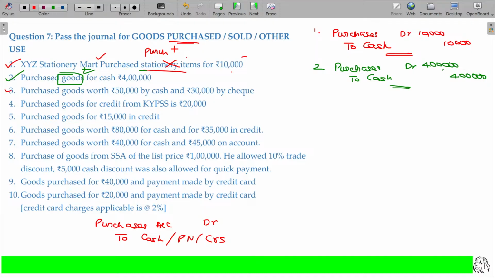Third entry. Purchased goods worth rupees 50,000 by cash and 30,000 by check. So goods is a plus item, cash is a minus item, and check means bank is a minus item. So the third journal entry is purchases account debit, 80,000 in total. 50,000 is by way of cash, another 30,000 by way of bank. To cash, the value being 50,000, and to bank 30,000.